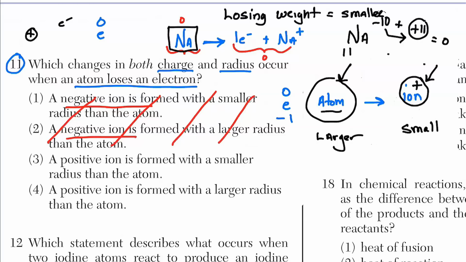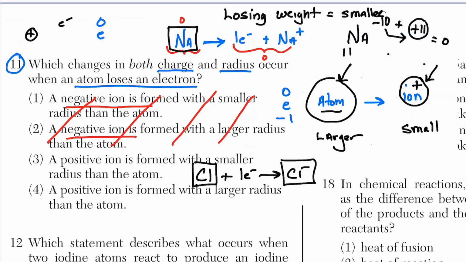By the way, if you gain electrons, let's look at chlorine, and it gains an electron, that'd be 1e negative, we call that reduction. So if you go from a 0 to a negative, because you're gaining negatives, we get bigger because you're gaining electrons, or you're gaining weight.